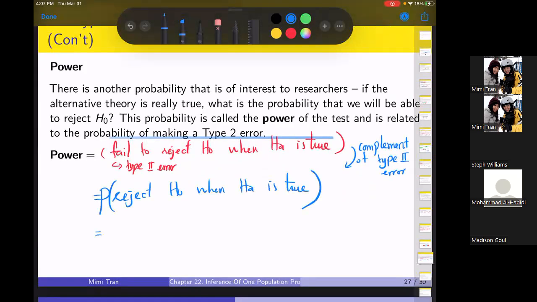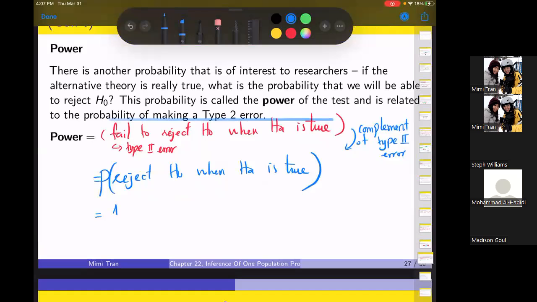and this is the power of the test, which is the complement of type 2. The complement is 1 minus beta. Type 2 is beta. So the complement of fail to reject H naught means reject H naught when HA is true. Well, complement of type 2, so 1 minus beta. And that'll be your power.